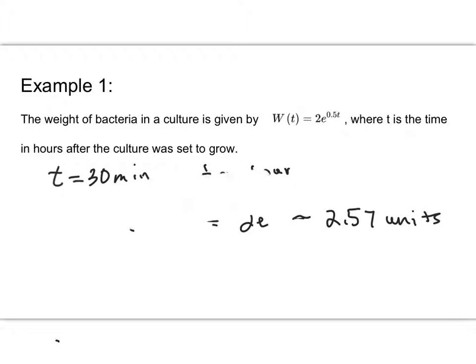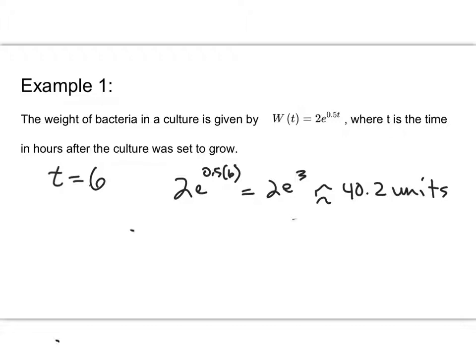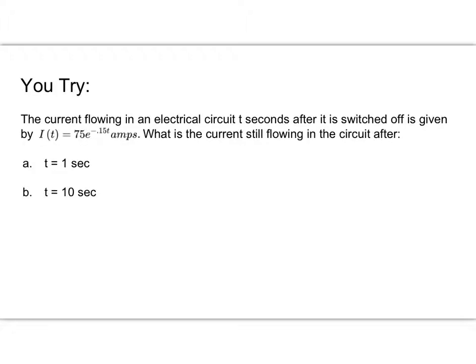All right, let's try one more. We want to know what the weight is after 6 hours. That's going to be 2e to the 3rd, which ends up being about 40.2 units. Here's one for you to try. Stop the video, try it out yourself, restart it, and we'll check your answer.